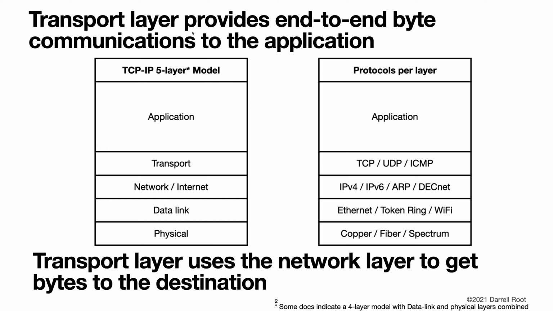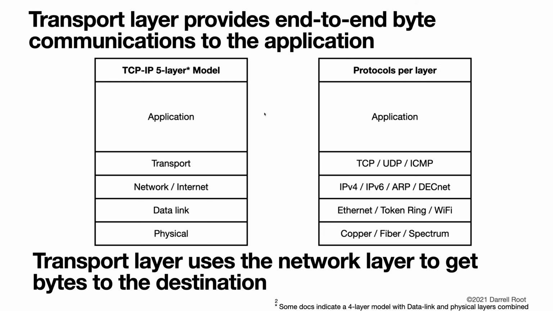The transport layer provides end-to-end byte communications to the application. So we have the transport layer, and operating at the transport layer, we have TCP and UDP, which provide end-to-end byte communication to the application. We also have ICMP, which is used for diagnostics, so that's a little bit of a different category. TCP and UDP use IP version 4 or IP version 6 to get their traffic to the destination host, but bytes inside TCP or UDP are delivered to a specific application on a specific host, and that's addressed by the port number.